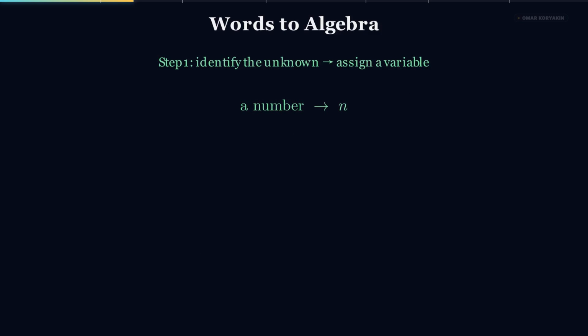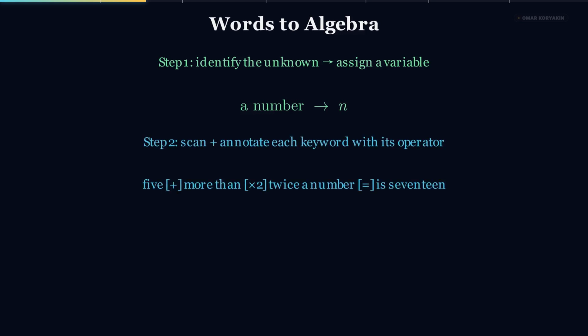Step 1 in the workflow. Read the sentence carefully and identify the unknown quantity that needs a variable name. Most word problems use a number, an amount, an age, or a count, and that quantity becomes the variable, usually x or n. Write the variable assignment down explicitly before you begin translating, so the rest of the work has a clear anchor.